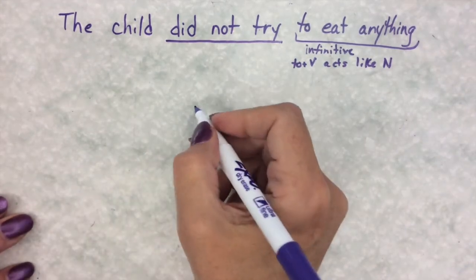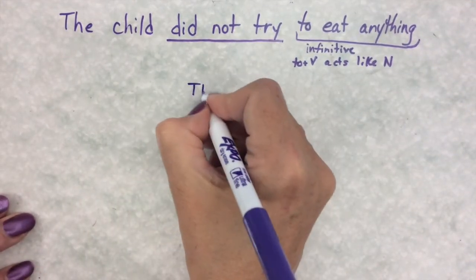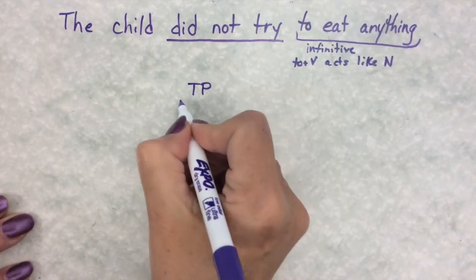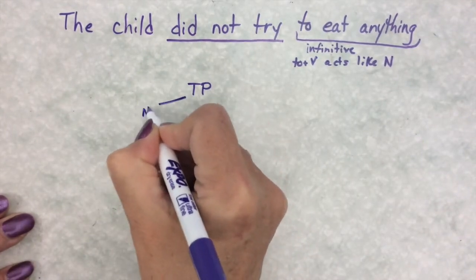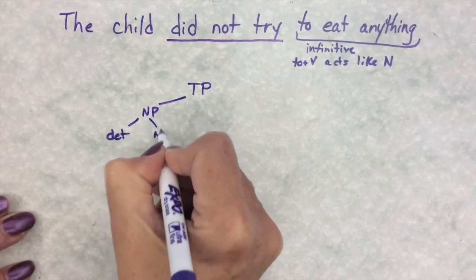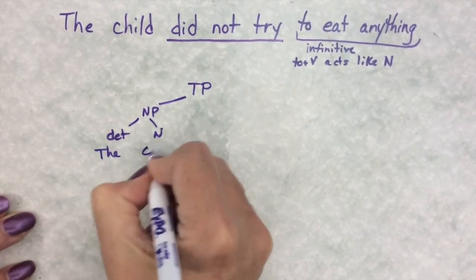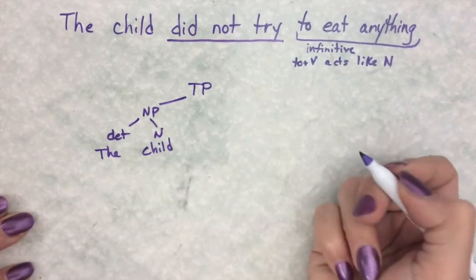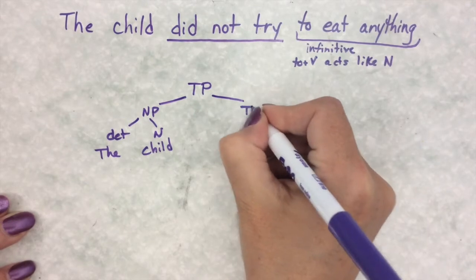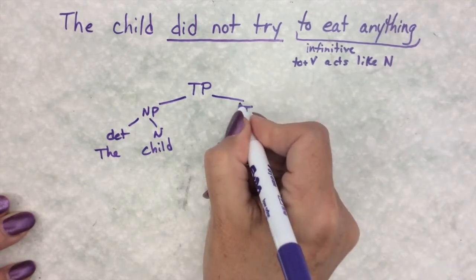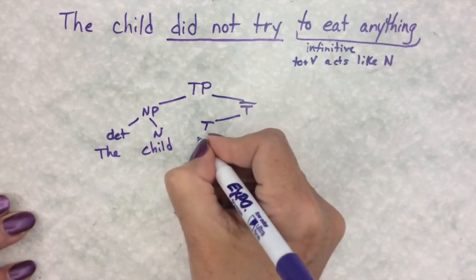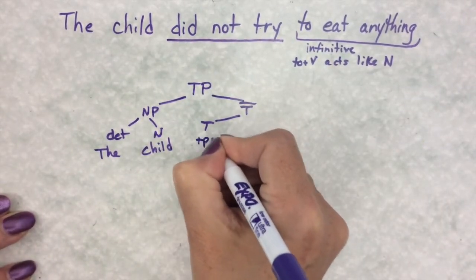Okay, so we're going to start out diagramming with total phrase. It's one total phrase. This is not two sentences. And we have the noun phrase, real simple, determiner, noun, the child. Okay, now, the new stuff is going to come in here. Let's go ahead and add in our tense. Did is past tense of to do, so it's plus past.